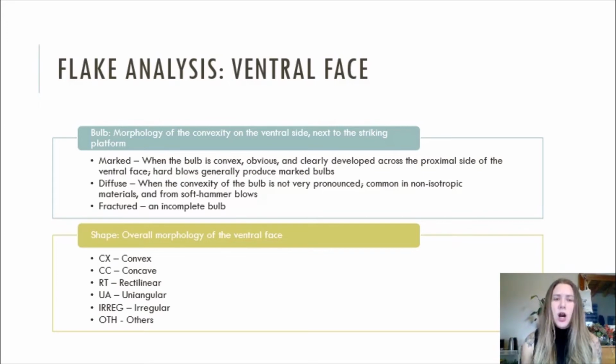Diffuse bulbs are when the convexity of the bulb is not very pronounced, so it's a little bit more hard to see. This is common in less isotropic materials and as well from soft hammer blows. So this can be indicative of use of a soft hammer during production. And fractured is just to indicate an incomplete bulb. So those are the three main types.